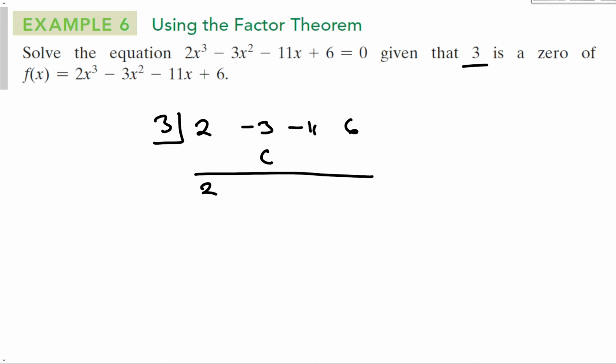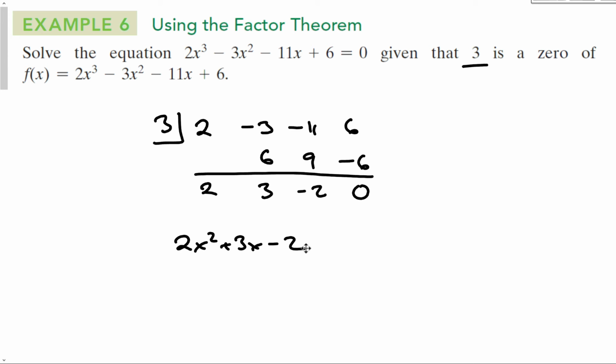Bring down the 2, multiply, add, multiply, add, and it is a 0. That's nice that they didn't lie to us. Okay, so the resulting equation is 2x squared plus 3x minus 2, which I can then, well, first of all, let me get the whole polynomial factored.